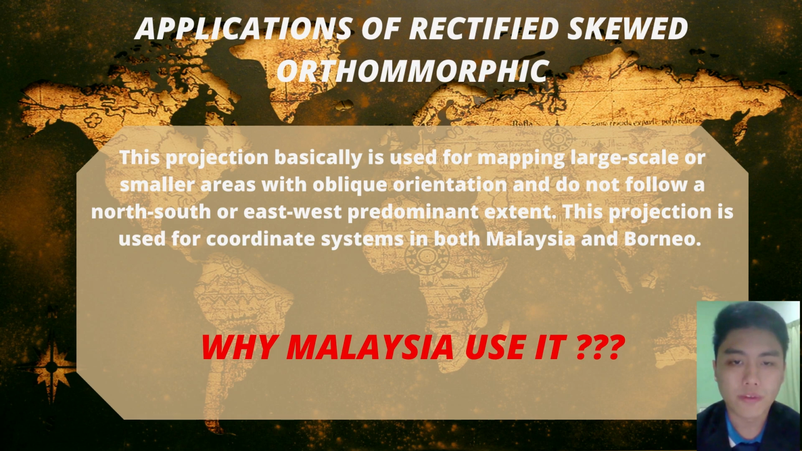Okay, now we are discussing the application of RSO. The rectified skew orthomorphic projection has been used for mapping large scale or smaller scale areas with oblique orientation that do not follow a north-south or east-west predominant extent. This projection is used for the coordinate system in Malaysia and also Borneo. Now we are asking why Malaysia uses this projection, and it is because RSO can provide an optimum solution in the sense of minimizing distortion while remaining conformal for Malaysia.